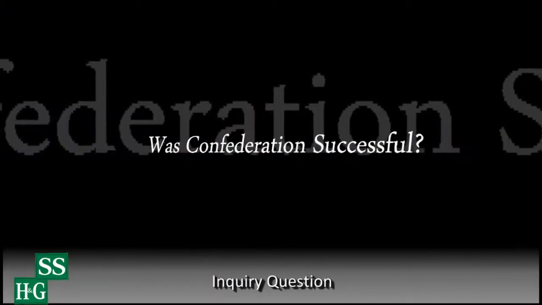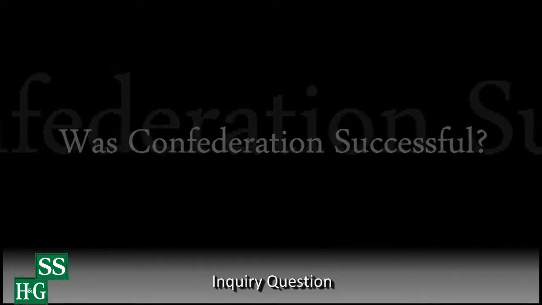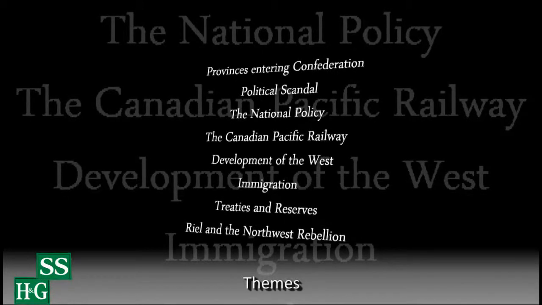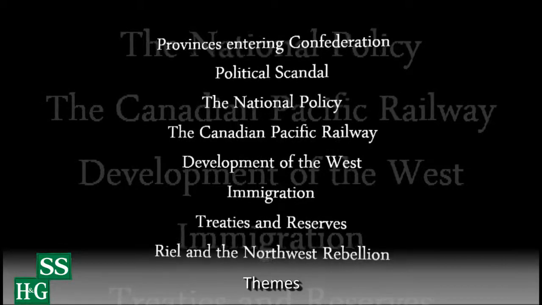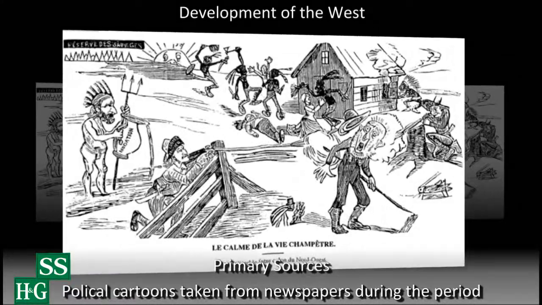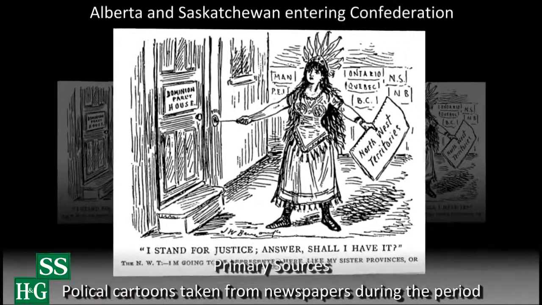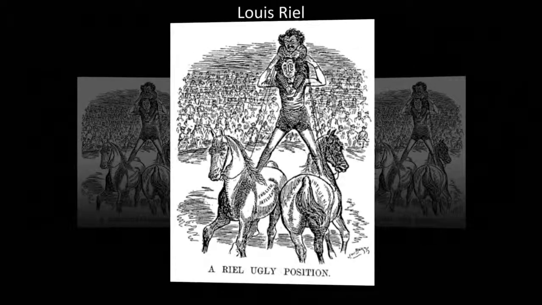Inquiry unit, I began with a big question that covers the unit. In this case, the unit was about post-Confederation and development of the West. So I thought about using the question, was Confederation successful? I then went to my overall expectations for Strand A and broke down the unit into 8 themes, including things like provinces entering Confederation, the Pacific Scandal, the building of the railway, and so on. And I found cartoons about each theme that students could conduct inquiry on in order to explore those themes. This way students can explore the question, was Confederation successful, in a variety of different ways.